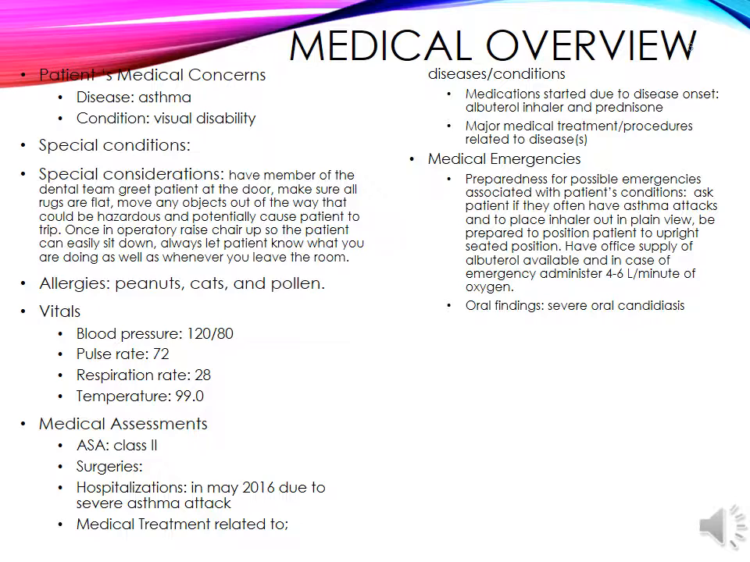Patient has an allergy to peanuts, cats, and pollen. Vitals were taken: blood pressure 120/80, pulse rate 72, respiration rate 28, and temperature 99. Patient is an ASA classification 2, was hospitalized in May 2016 due to a severe asthma attack. Medication started due to disease onset are an albuterol inhaler and prednisone.